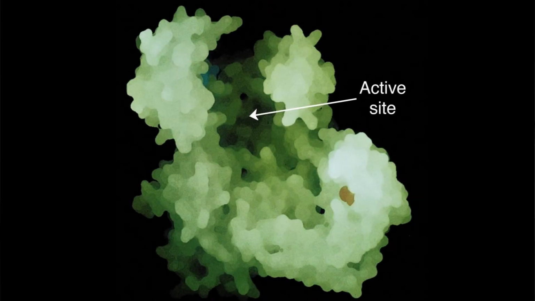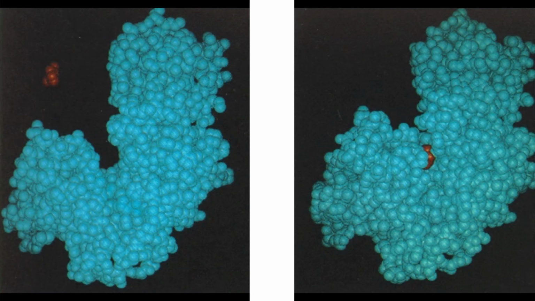Here's what an enzyme would look like. It's a big molecule, has an active site. That's where the molecule that's going to be catalyzed binds, and then the reaction happens, then the enzyme lets it go.